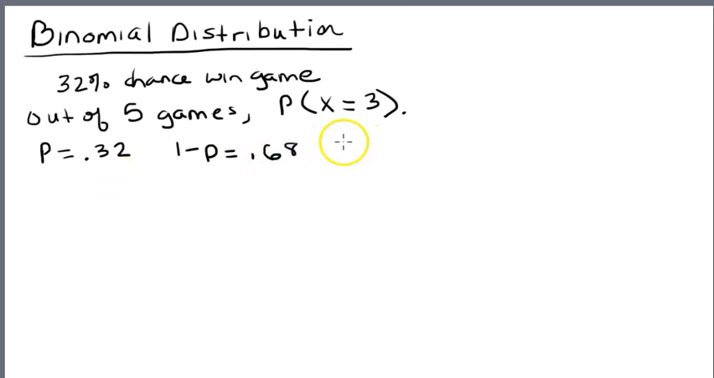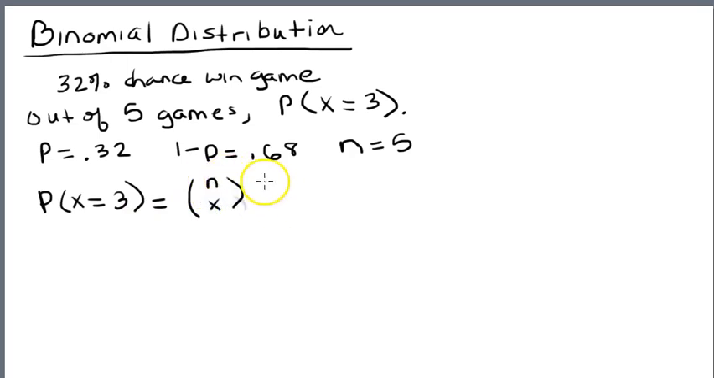The other information you need to get is your n. The n is the number of trials that we're going to run. In this case, n equals 5. If it were 6 games, n would be 6, but we chose 5 here. Now, looking at the binomial formula, the probability of our x being 3 is equal to n choose x, p to the x, 1 minus p to the n minus x.